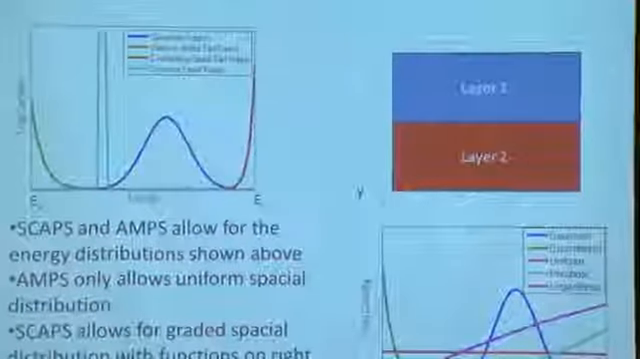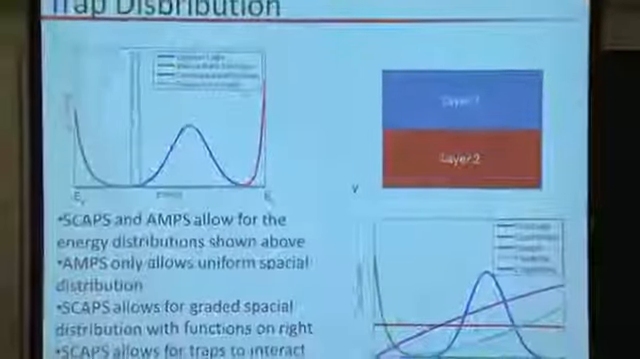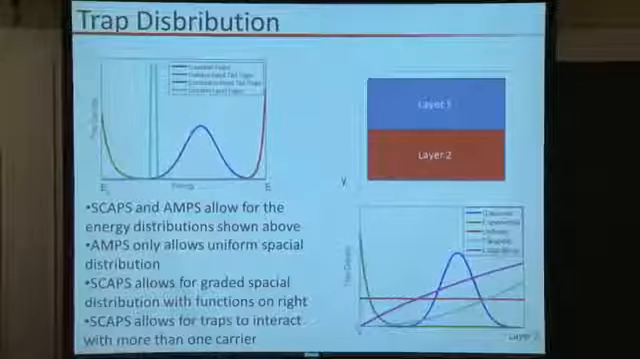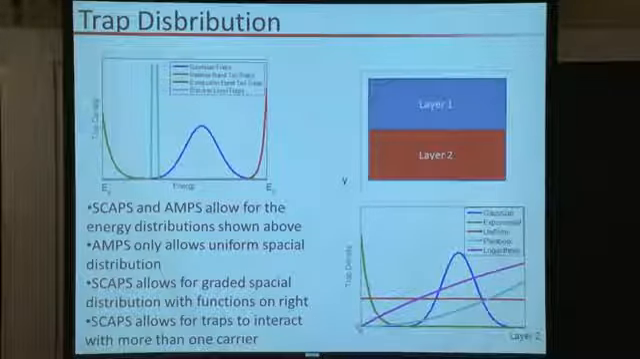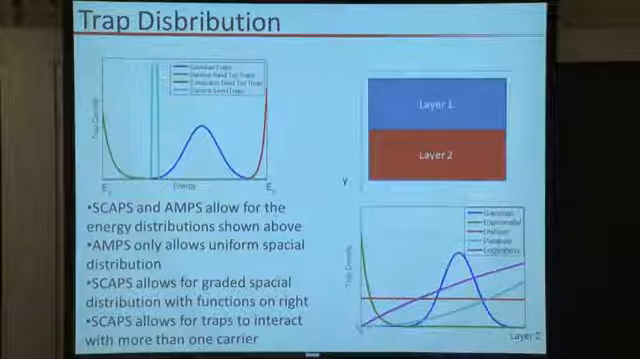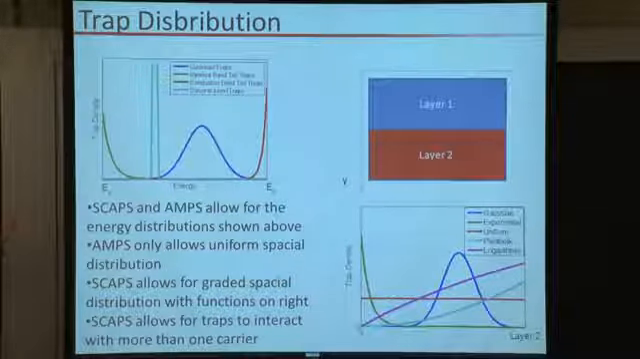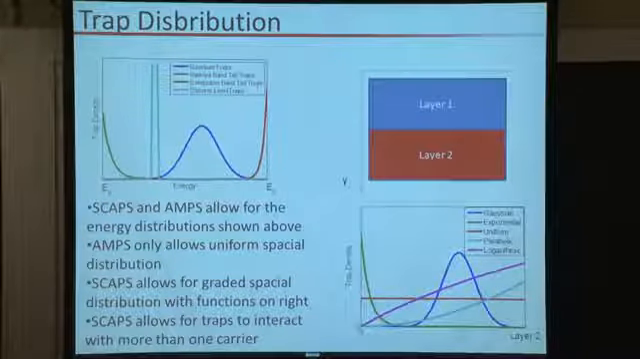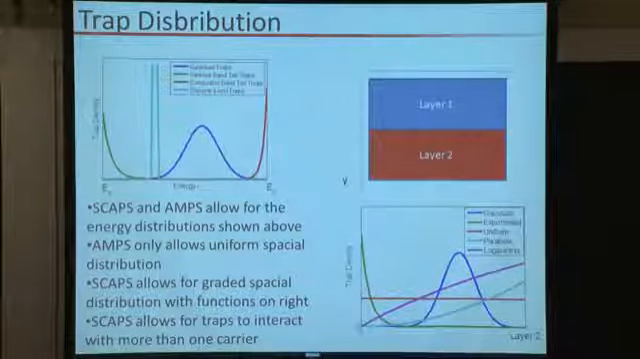So both AMPS and SCAPS actually allow for simulating these physical traps. These traps have different spectrums with respect to energy. For example, you can have traps that decay exponentially from the band edges, or you can have discrete level traps at a certain energy level, or traps that have a Gaussian distribution. Both AMPS and SCAPS allow for that.